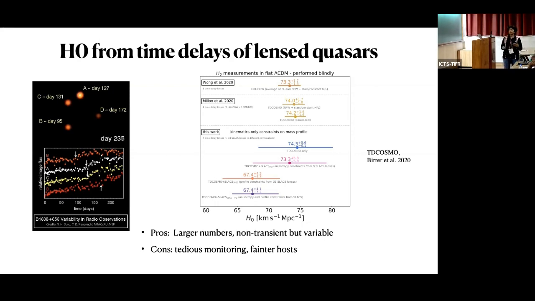So right now we can't really say whether there is a tension between the early and the late probes of the H naught. These lens quasars are a really good way of measuring the H naught via strong lens systems. One of the pros of this particular analysis is that these collaborations try to do the analysis in a blind manner, which minimizes confirmation bias.